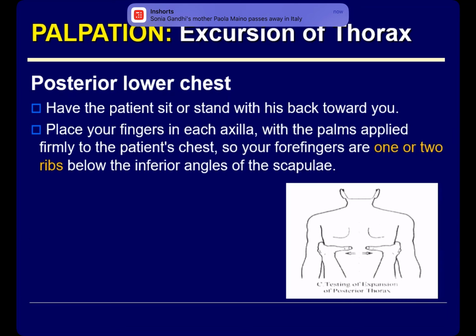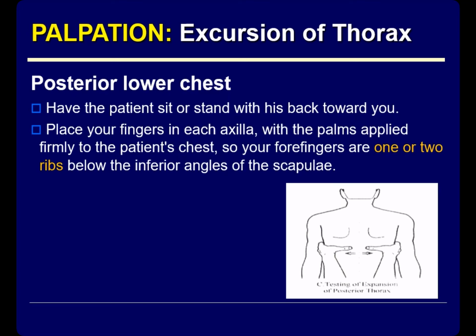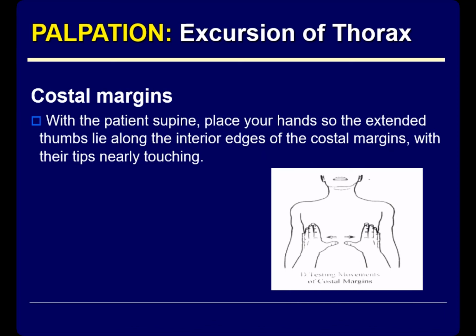For the posterior lower chest, we need to have the patient sit or stand with his back toward us, and then place our fingers in each axilla with the palms applied firmly to the patient's chest, so our forefingers are 1 or 2 ribs below the inferior angles of the scapula. For the costal margins, with the patient supine, place our hands so the extended thumbs lie along the costal margins, with the tips nearly touching.